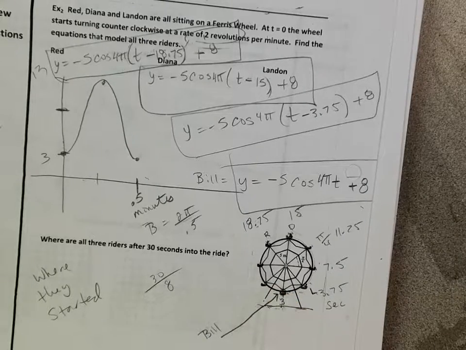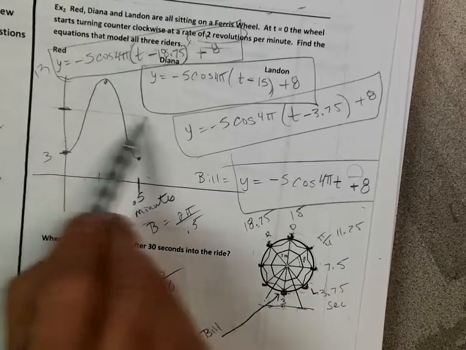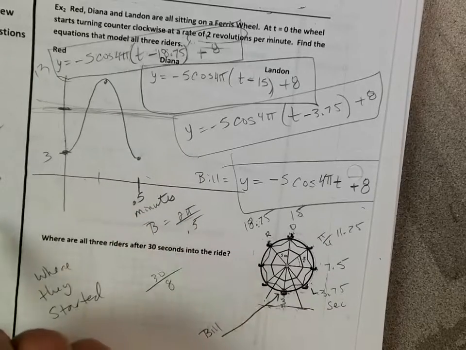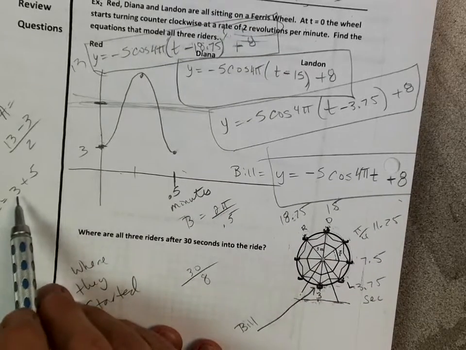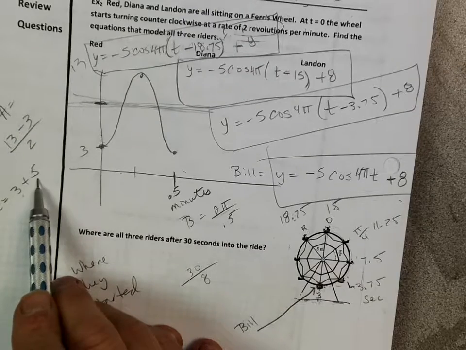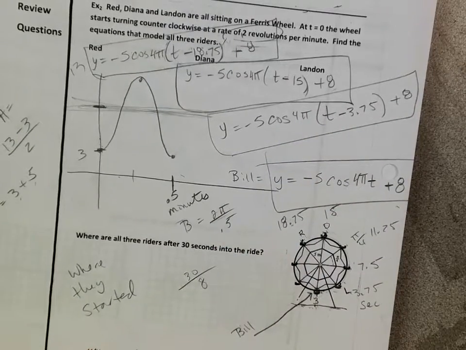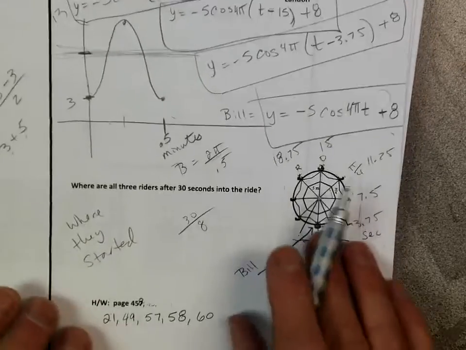I also knew that it had a vertical shift because the middle of the curve is right here. And the way I get the K is always the minimum plus the amplitude, so I had to add that one in there, okay?